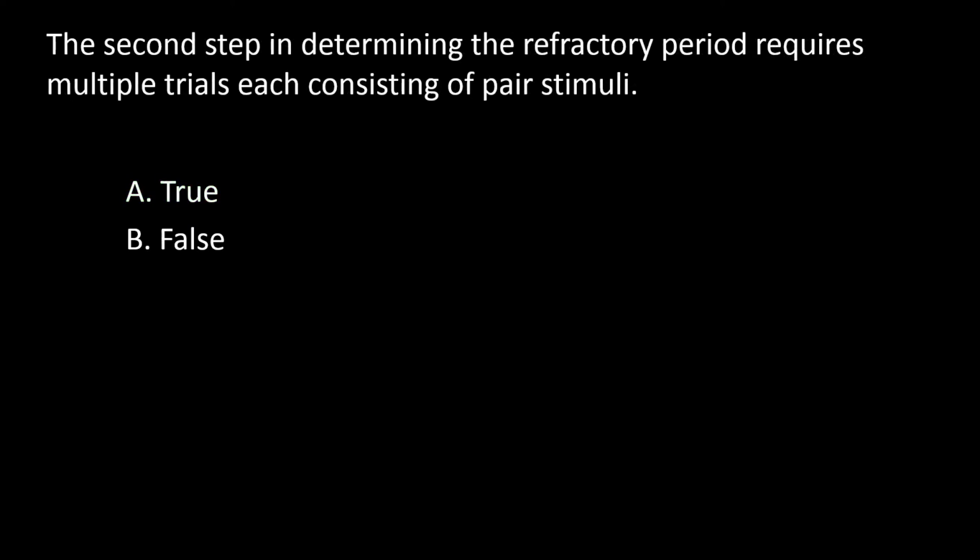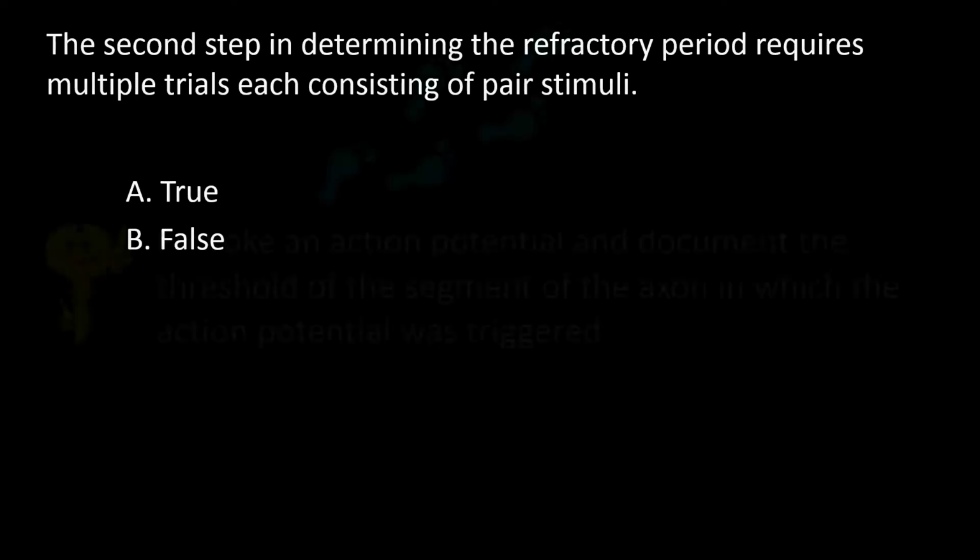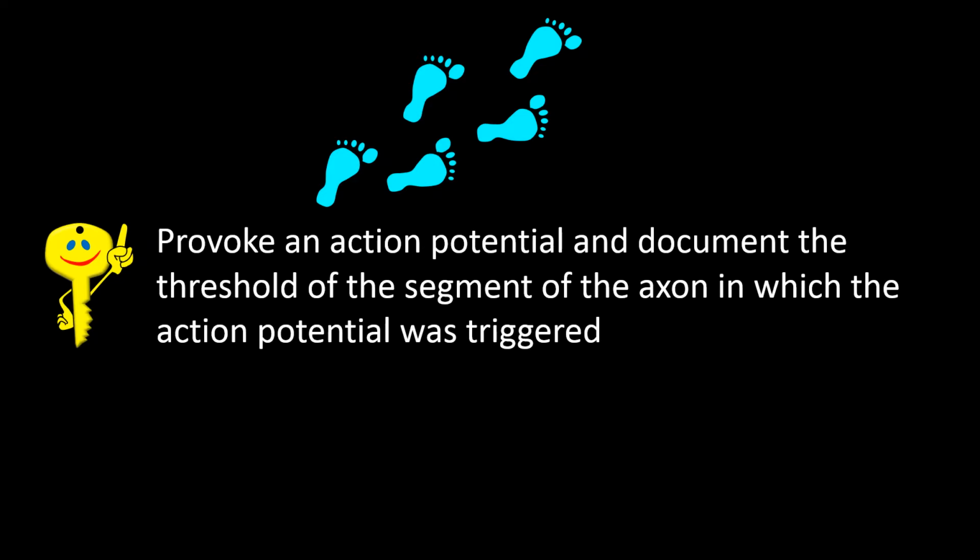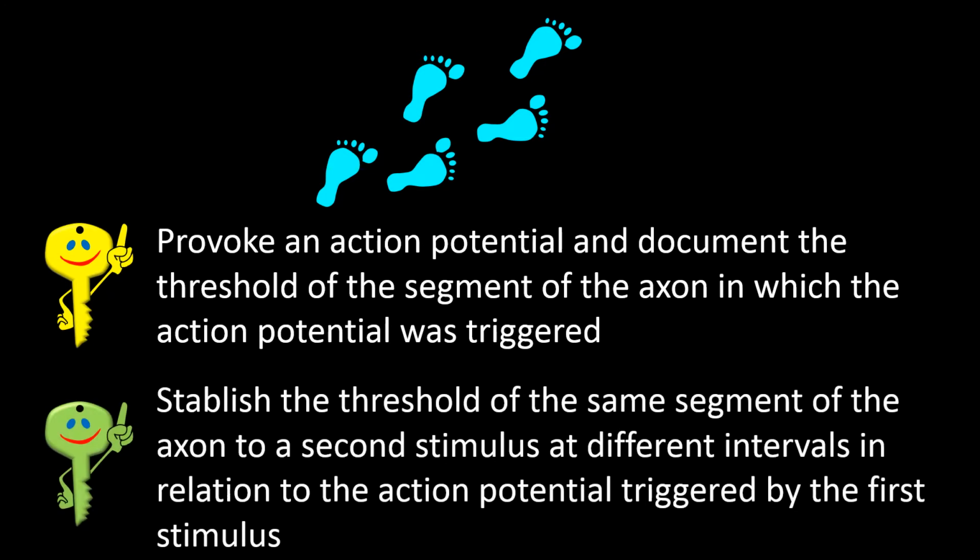Next question. The second step in determining the refractory period requires multiple trials, each consisting of a pair of stimuli. A true, B false. So we know that the first step is to provoke an action potential and record the threshold of the segment of the axon in which the action potential was triggered. The second step is to establish the threshold of the same segment of the axon to a second stimulus at different intervals in relation to the action potential triggered by the first stimulus.